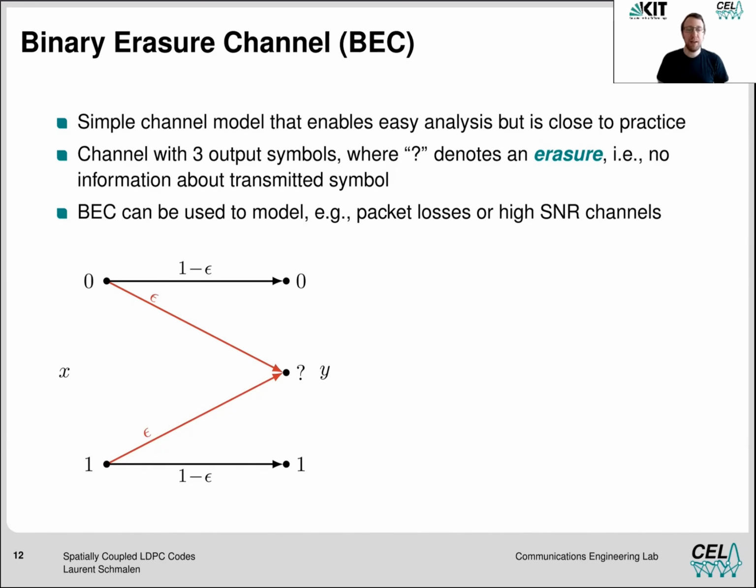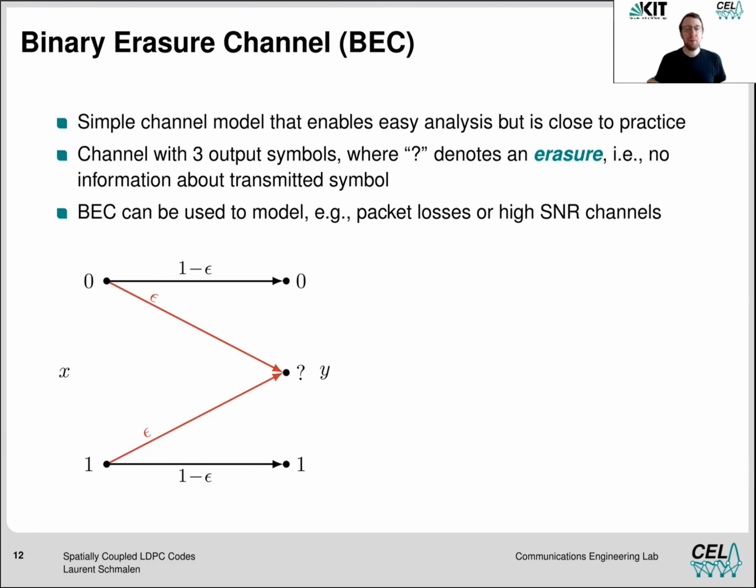Binary erasure channel essentially has 3 channel outputs. It has a third output symbol, which is the question mark. And the symbol is either received correctly or it's mapped to the question mark symbol, which is an erasure. So if we receive a 0 or 1, we can be sure that a 0 or 1 has been transmitted. But with probability epsilon, we receive a question mark, and we cannot infer if a 0 or 1 has been transmitted.